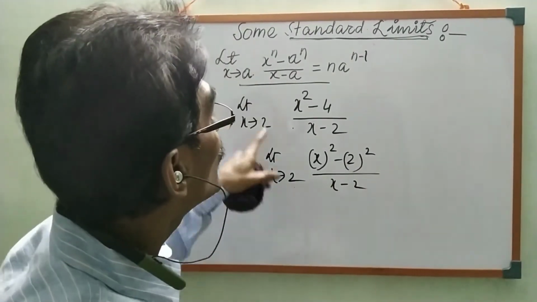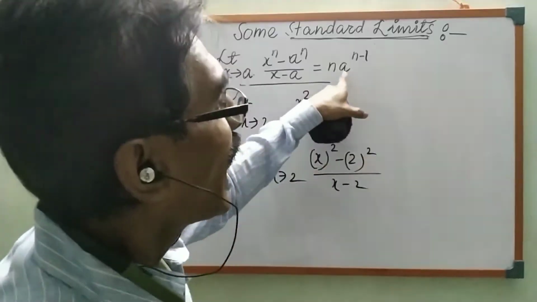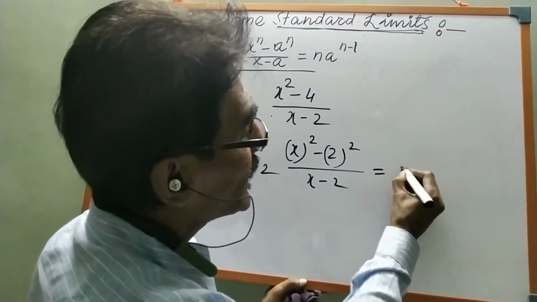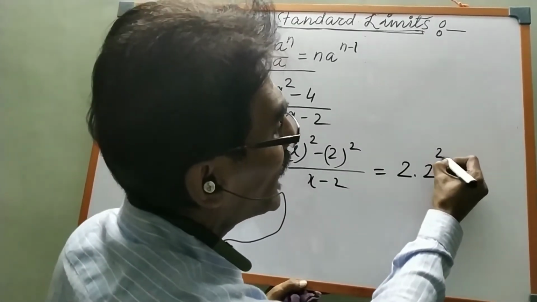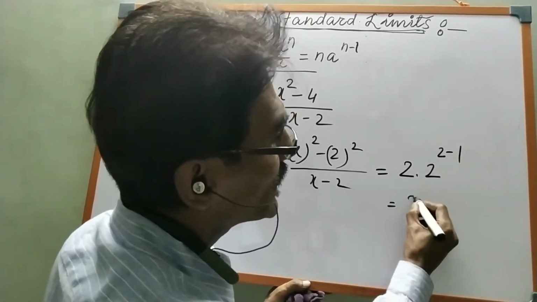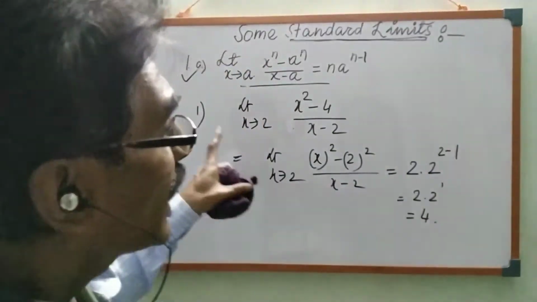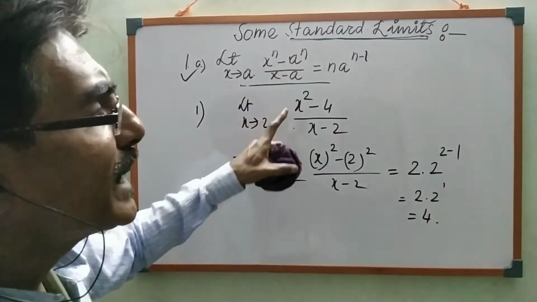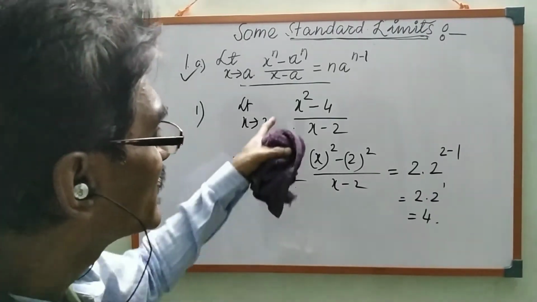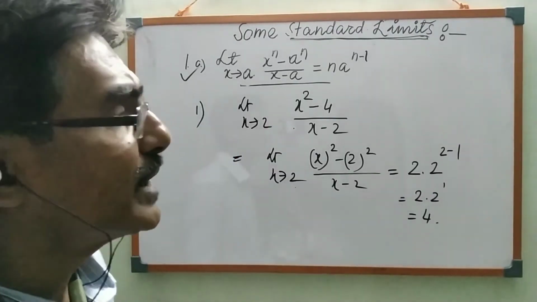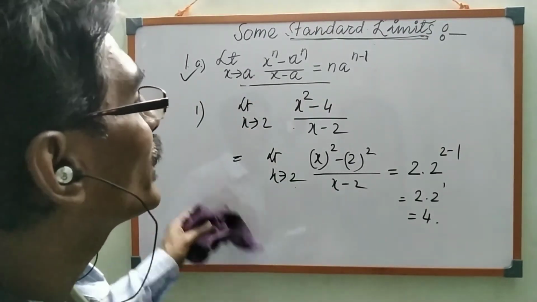So, compare a value to n value to, the answer is n into a to the power n minus 1. So the answer is 2 into 2 to the power 1, which is also 4. I think it is clear. So directly using the standard formula, last day what type of this type of sum we have done by factorization, today by standard formula we are getting the answer very quickly.